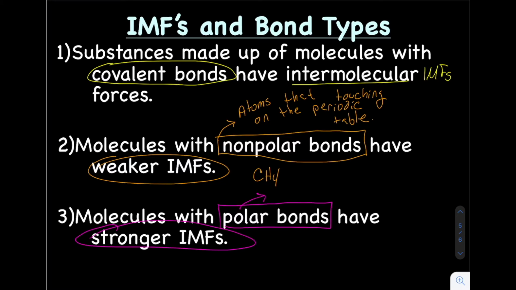And remember, for us, for now, polar bonds are made up of atoms that are not touching each other on the periodic table. All right, so an example of a molecule that contains polar bonds would be something like NF3. The IMFs in NF3 are going to be much stronger than the IMFs found in CH4, because CH4 is made up of nonpolar bonds and NF3 is made up of polar bonds.